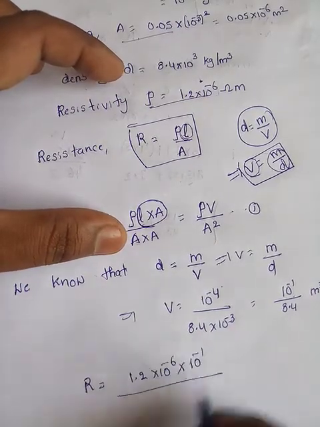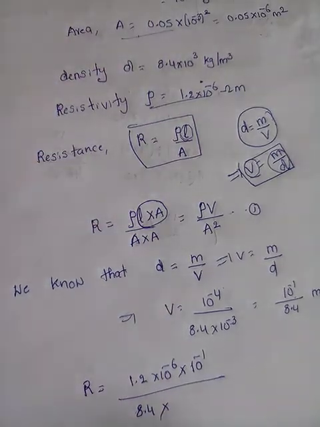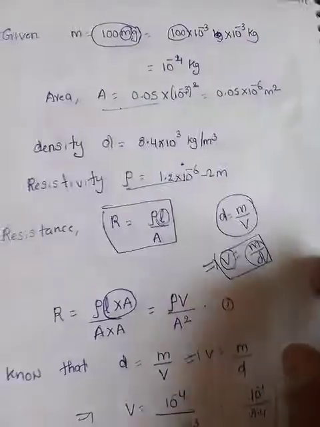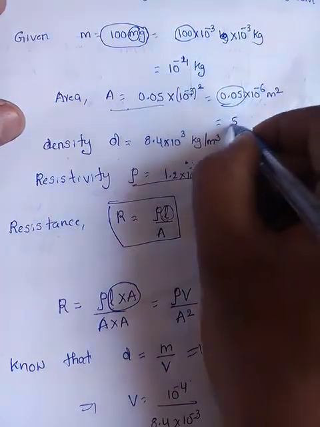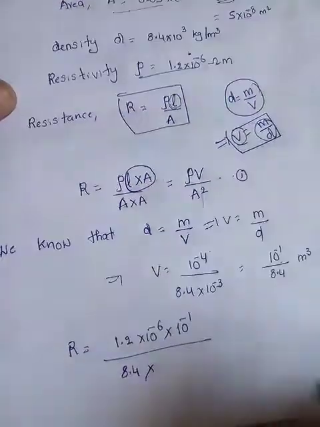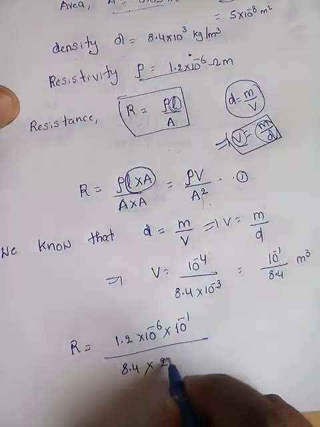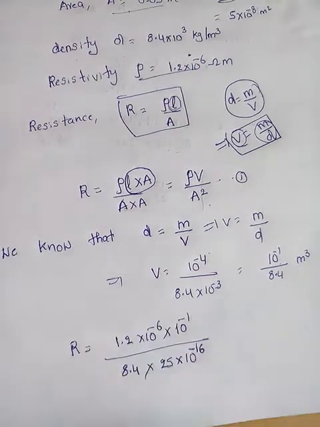Volume is 10 raised to minus 1 by 8.4 into area. Area here is 0.05 into 10 raised to minus 6, which can be written as 5 into 10 raised to minus 8 meter square. Squaring on both sides, what you get? 5 square is 25 into 10 raised to minus 16.